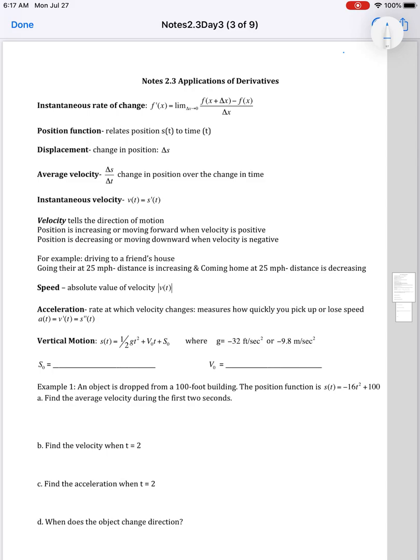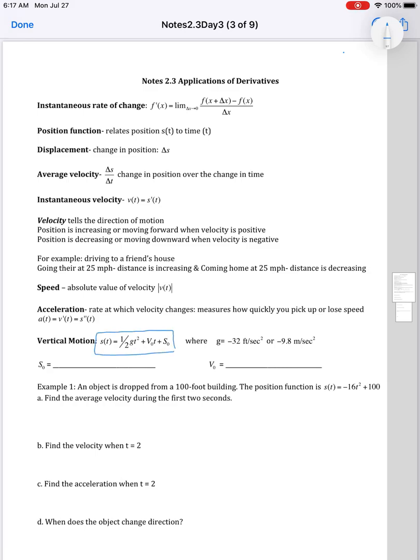Velocity tells the direction of motion. If the position is increasing or moving forward, then the velocity is positive. If the position is decreasing or moving down, then the velocity is negative. Speed is the absolute value of velocity, so whatever you get for velocity, just make it positive.